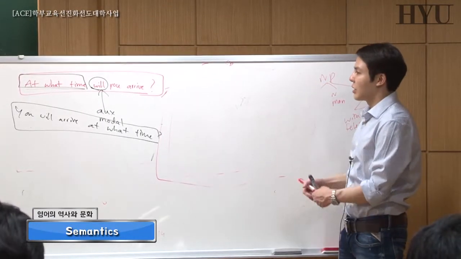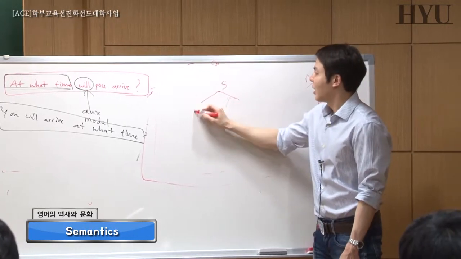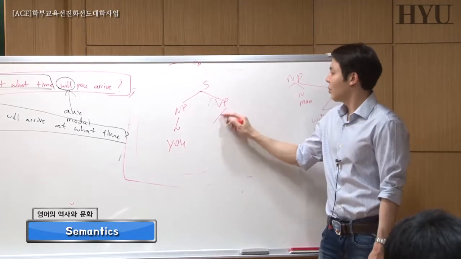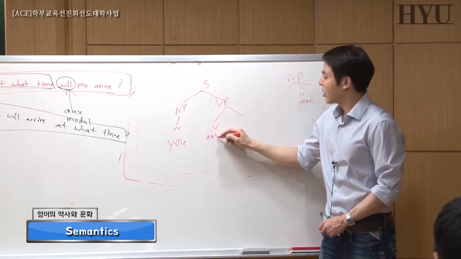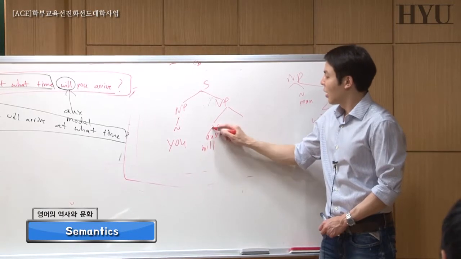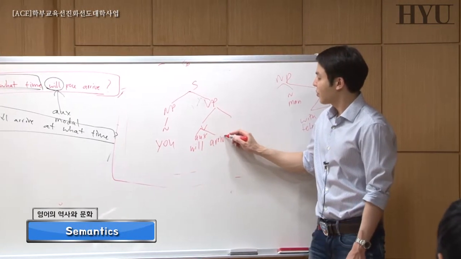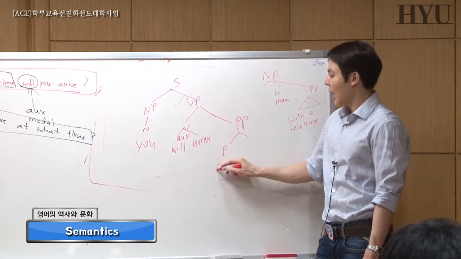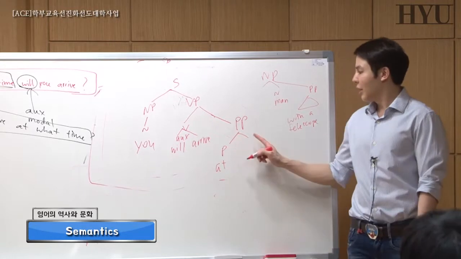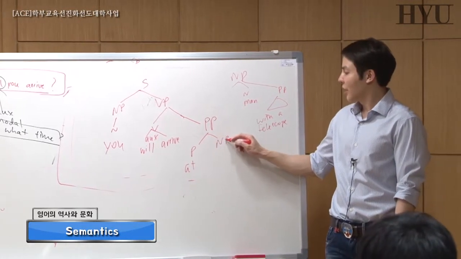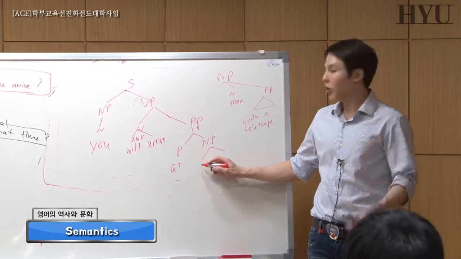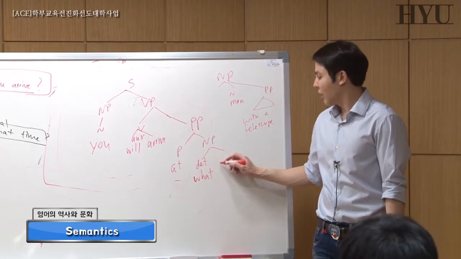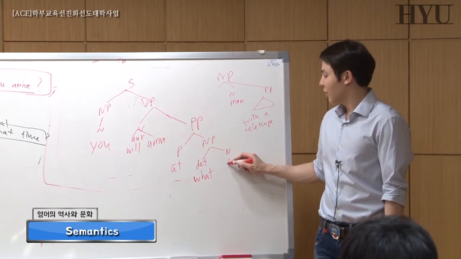So it should look like this. You arrive at what time? So it would be NP and VP, and then the VP goes to V, and then aux, we have will, and then arrive, and then prepositional phrase, the P, at, and then NP, always, right? Then what time? What is a determiner? What. And then N, time.